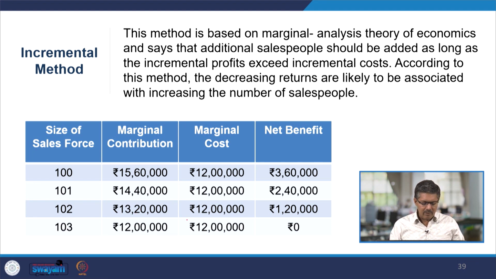But now when we are adding the fourth person, the contribution being made is only 12 lakhs, because now the market has become subdivided into smaller pieces. As a result, you can see here you are getting 3 lakh 60,000, here 2 lakh 40,000, here 1 lakh 20,000, but here now there is no additional benefit. Rather, if you add more, you will get into a negative, that means the cost will now exceed the contribution. So, the number of salespeople required will be up to here. We do not need any 103rd person also. So, at 102 we will stop.